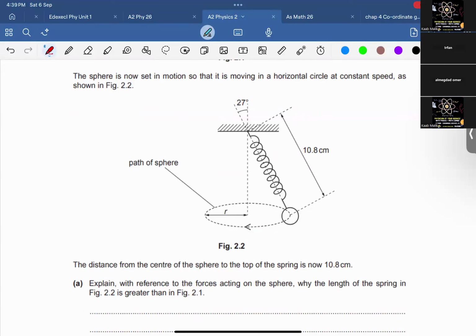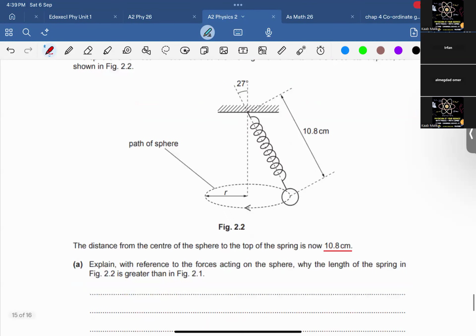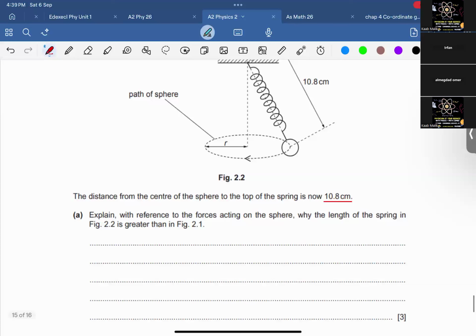The distance from the center of the sphere to the top of the spring is now 10.8. Explain with reference to the forces acting on the sphere why the length of the spring in 2.2 is greater than 2.1. So we use F equals kx, yeah?